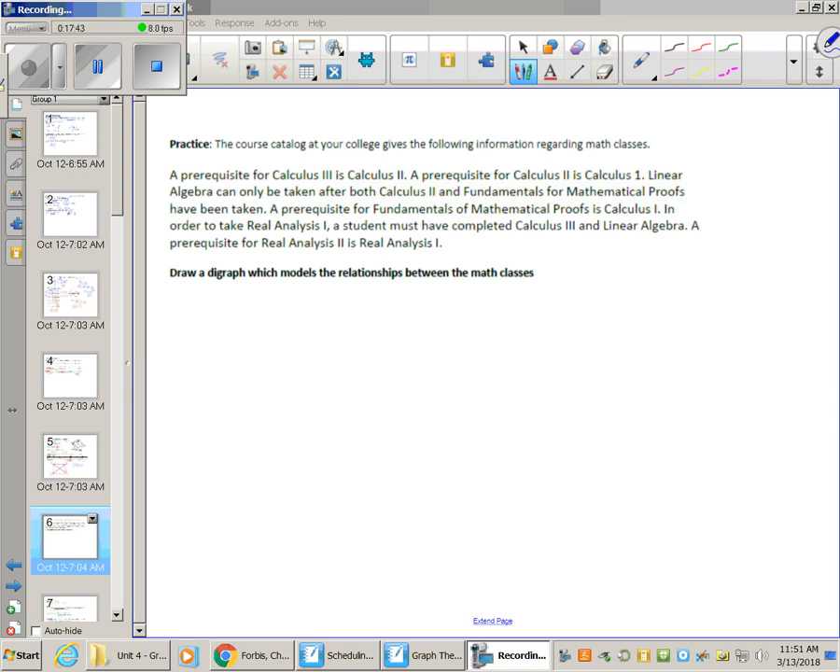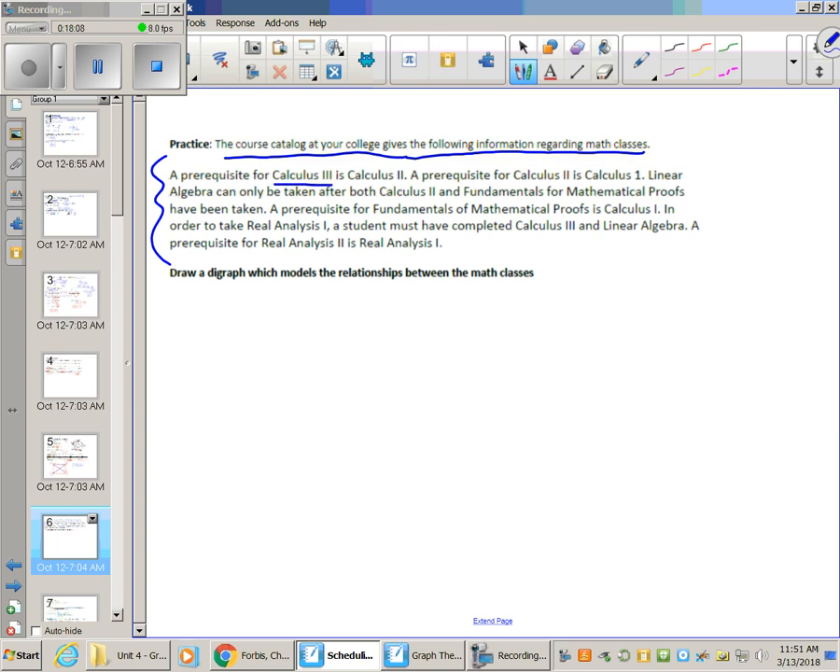Okay, here's another example I want to do before we get into scheduling, and this example kind of leads into scheduling a little bit, and it's a pretty good one. It's pretty applicable. This is the course catalog at your college, and it's giving the following information regarding math classes. This whole paragraph here is telling you prerequisites. A prerequisite for Calc 3 is Calc 2. A prerequisite for Calc 2 is Calc 1, and so on.